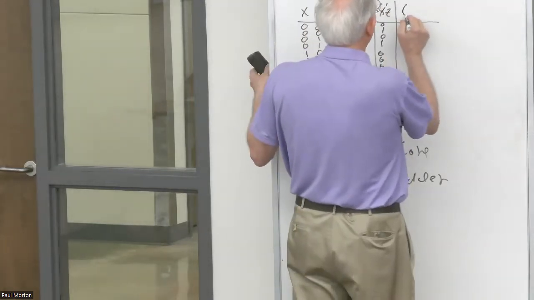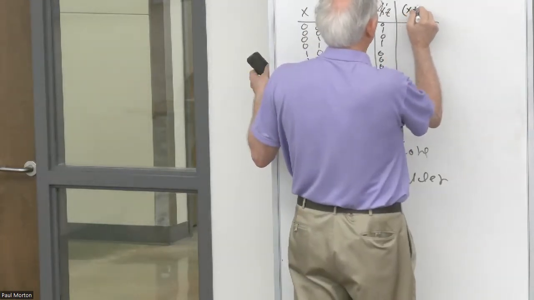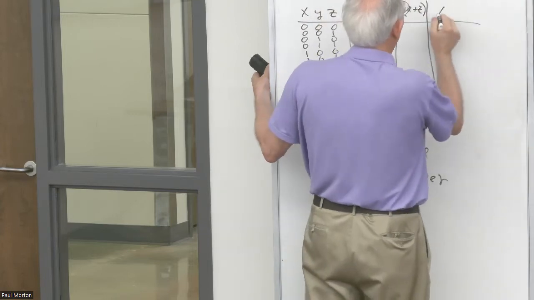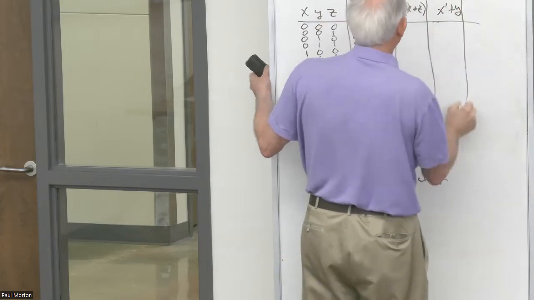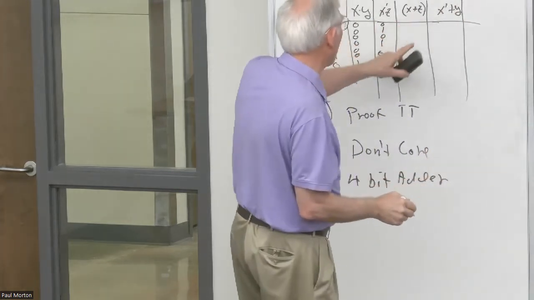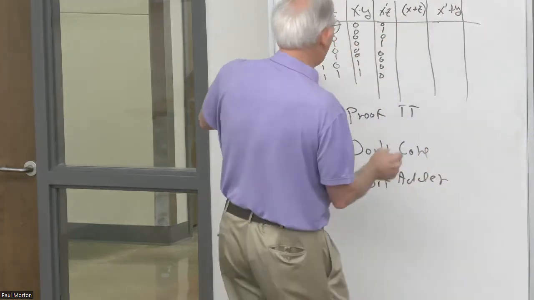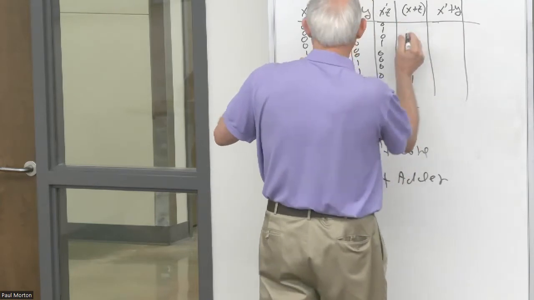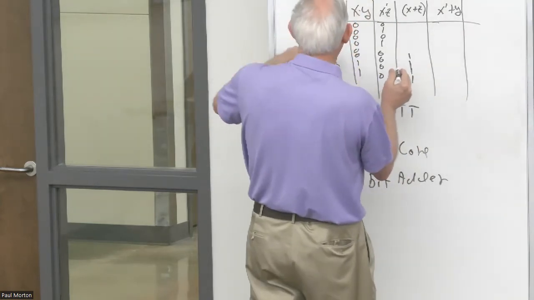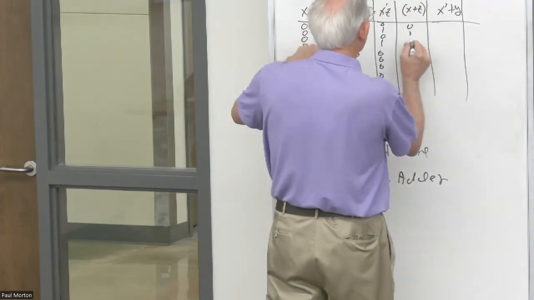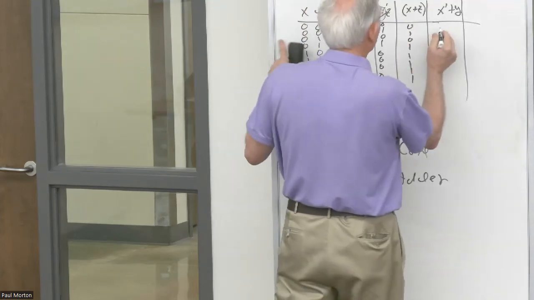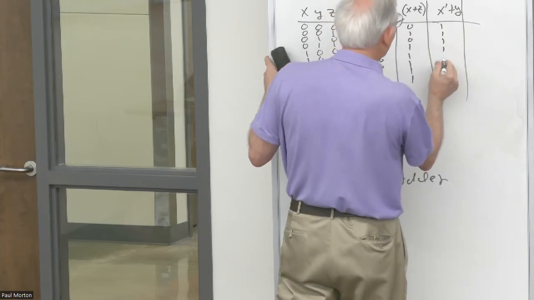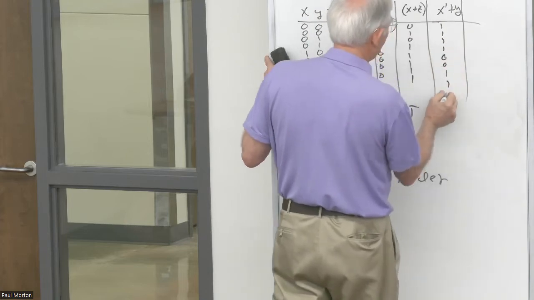And then x plus z, and then x prime plus y. So you just have to think. If either x or z are 1s, that's going to give you a 1. Well, you know the bottom 4 are 1s, so you can go ahead and do those because x is a 1. And then here, only where z is a 1. So it's 0, 1, 0, 1. And here you have x prime, so we have 1, 2, 3, 4, and then only for y, so that's going to be 0, 0, 1, 1.